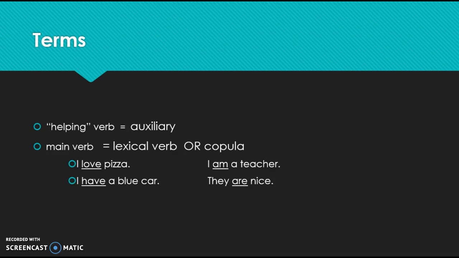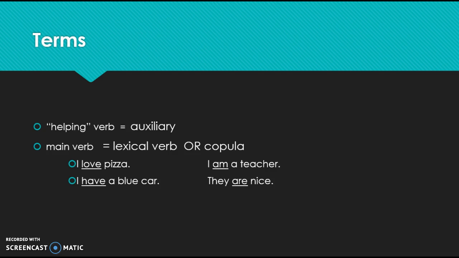Now, the tricky thing, it gets a little more complicated because main verbs can be either lexical verbs, like I love pizza or I have a blue car, where the verb itself carries some meaning. You know what it means when I say I love pizza. You know that the have, in this sentence, is expressing possession.